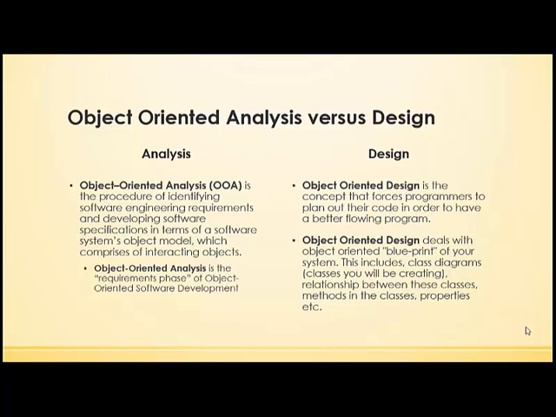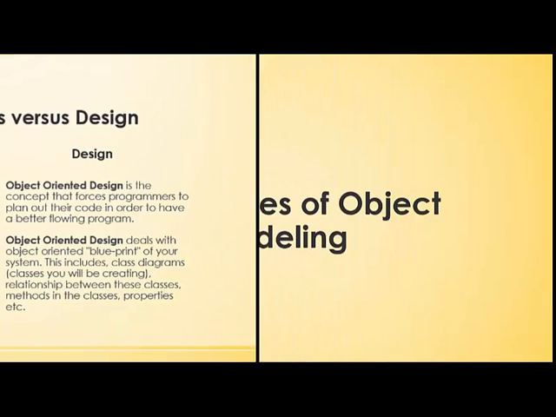Design. Object-oriented design is the concept that forces programmers to plan out their code in order to have a better flowing program. Object-oriented design deals with the object-oriented blueprint of your system. This includes class diagrams, classes you will be creating, relationships between these classes, methods in the classes, properties, etc.